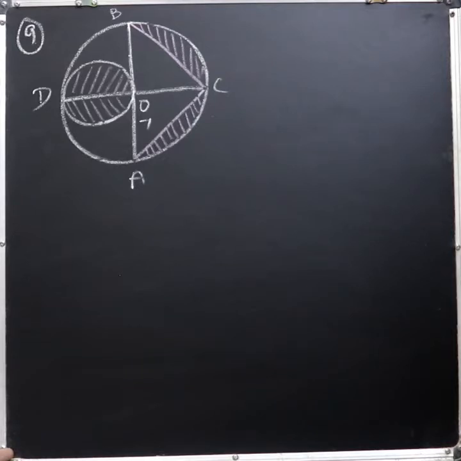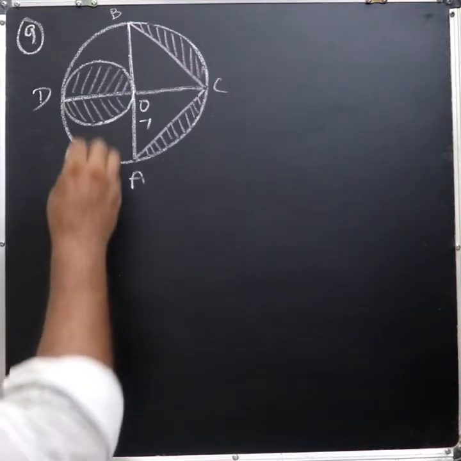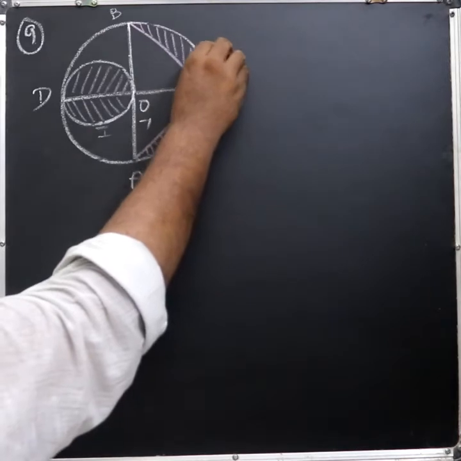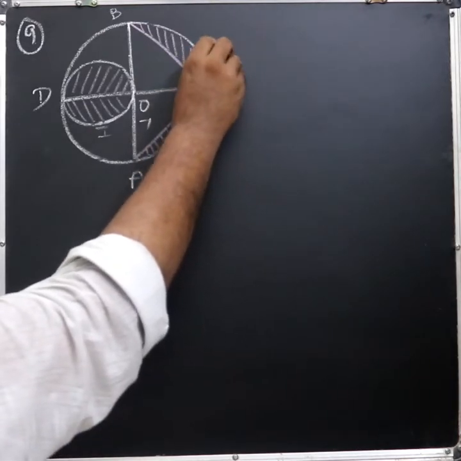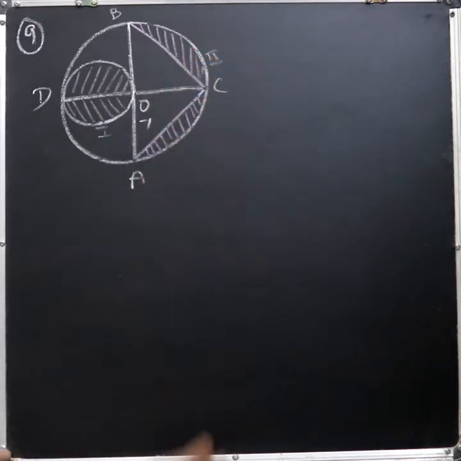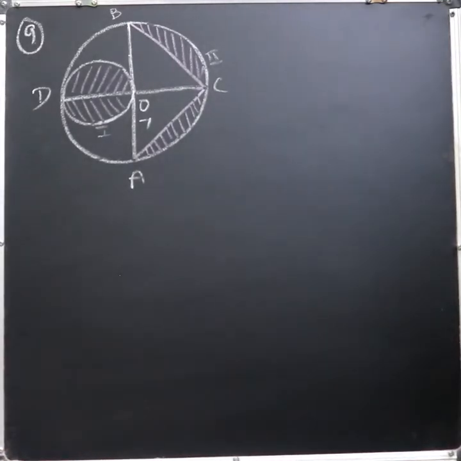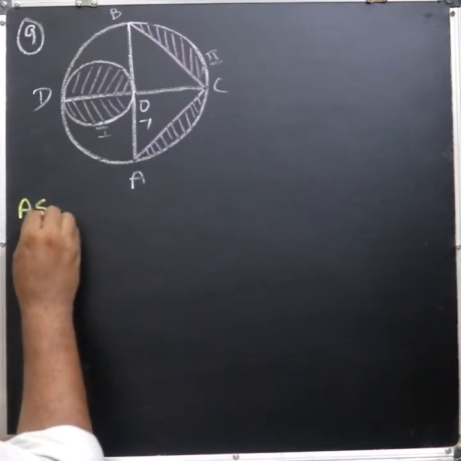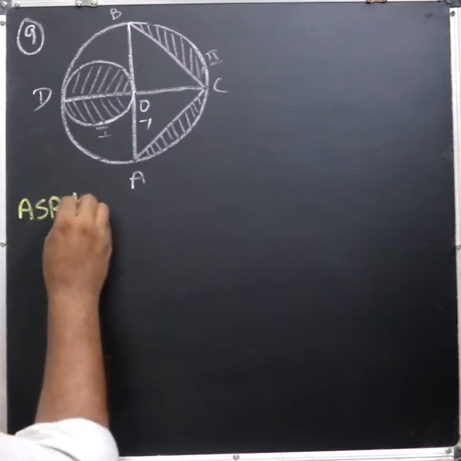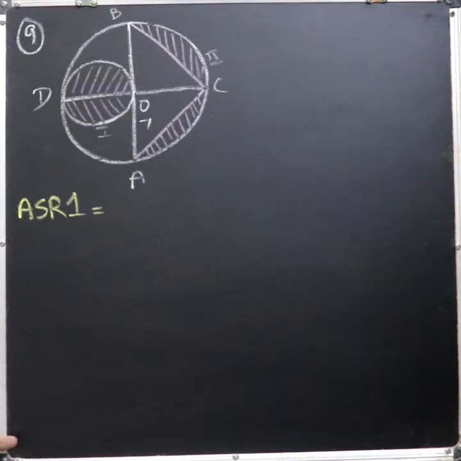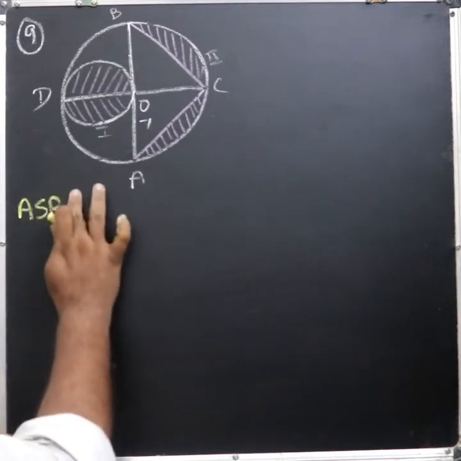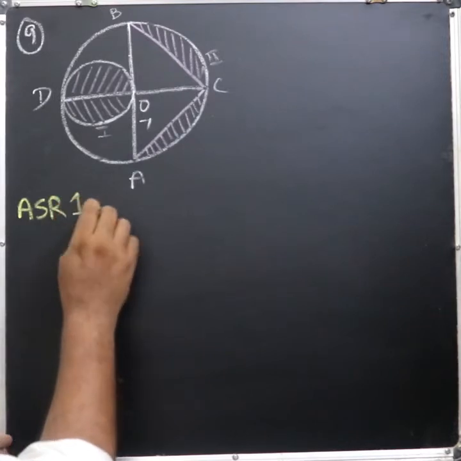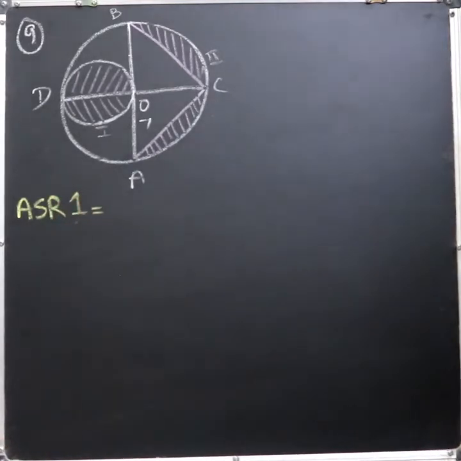To find the area of the shaded region, we will take this region as the first one and this shaded region as the second one. We will find them separately and finally we will add them. So I am going to write like this. Area of shaded region 1 is going to be equal to, better to put numerical because I will be confusing.